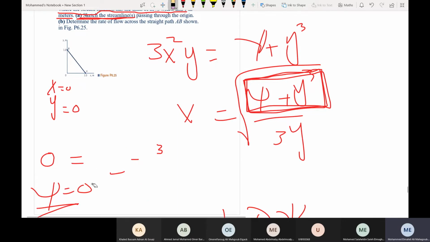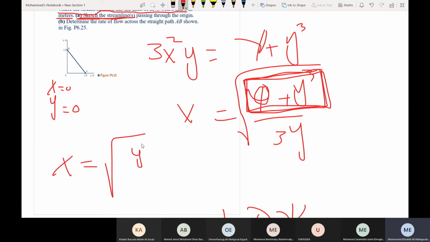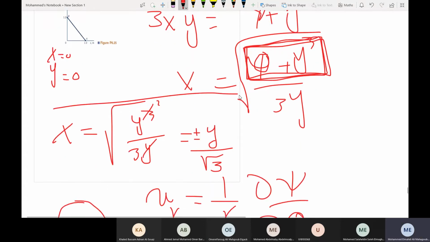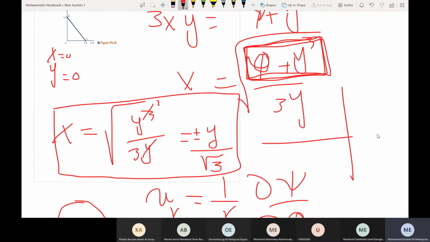So let's write the equation of the streamlines that pass through the origin. Here psi is 0. Now we know that x is equal to y cubed over 3y, which is also equal to, let's get rid of this, and here we have a square, the square root of y squared, which is going to be y plus or minus, don't forget the plus minus, over the square root of 3. So these are our equations of the streamlines that pass through the origin. Let's sketch them.